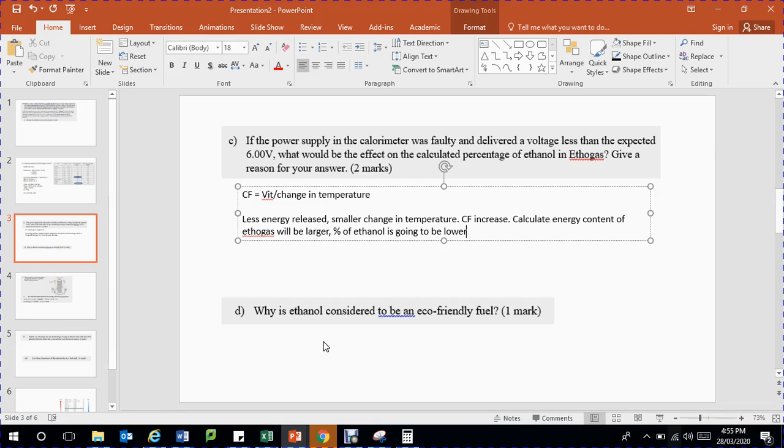When we are burning those crops, it releases carbon dioxide into the atmosphere. But in the process of growing those crops during photosynthesis, they're removing carbon dioxide from the atmosphere. So that's why it's considered to be an eco-friendly fuel, because it's balancing out what it's releasing with what it's removing from the atmosphere during photosynthesis.